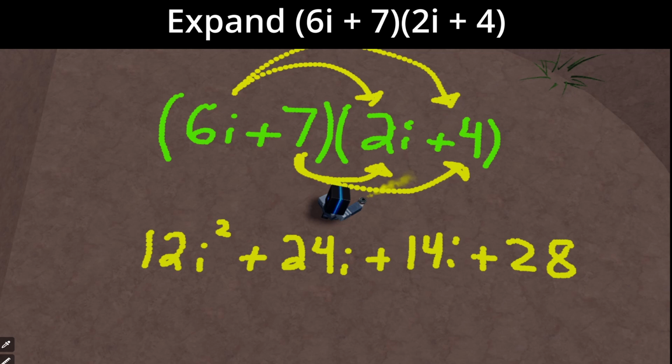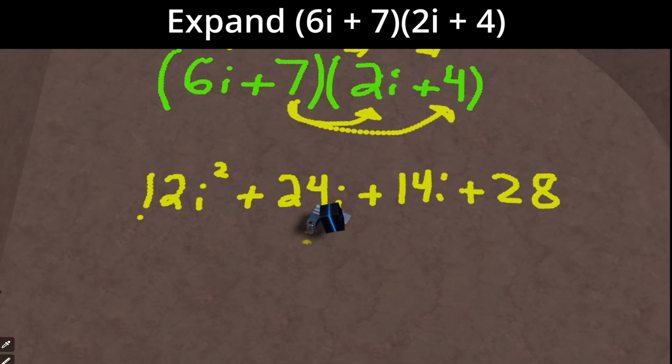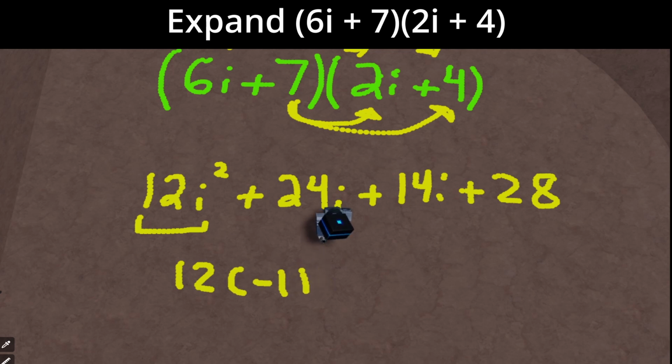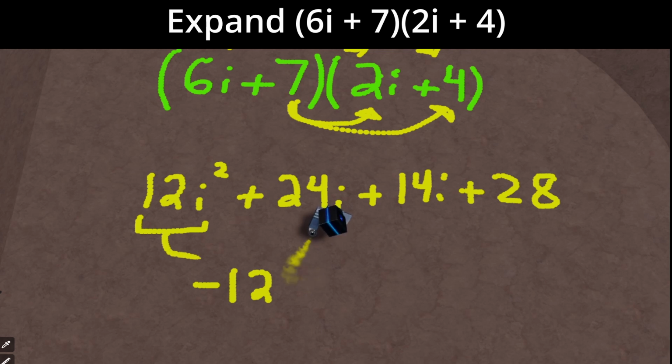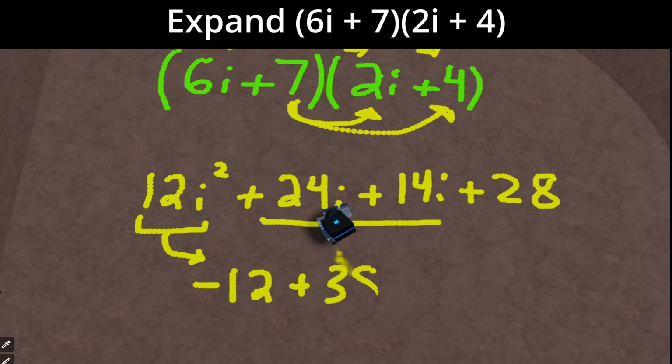So this is what the expression turns into, and I just need to clean this up a little bit. So first, when you have 12i squared, i squared is just equal to negative 1. So 12i squared is equal to 12 times negative 1. And 12 times negative 1 is just negative 12. So that 12i squared just becomes minus 12. And then if you have 24i plus 14i, we can combine those terms because they both have an i on them. So 24 plus 14 is equal to 38, and then there's an i afterwards. And then we have the plus 28.